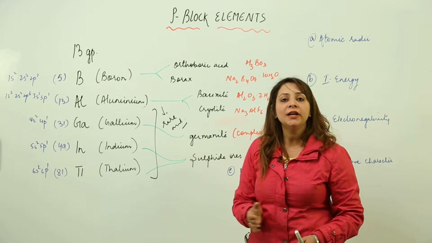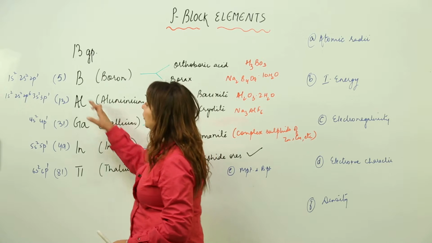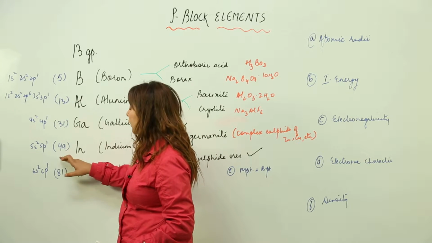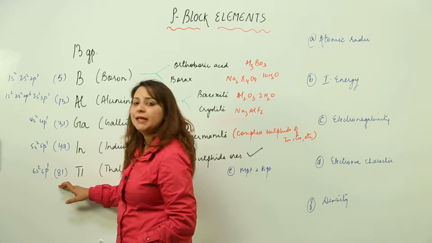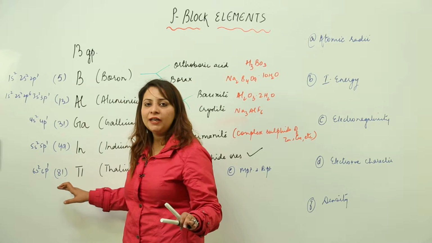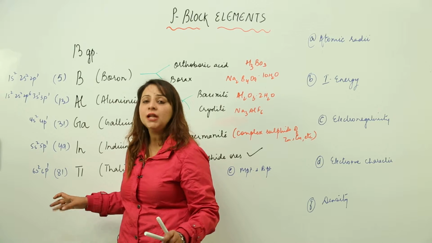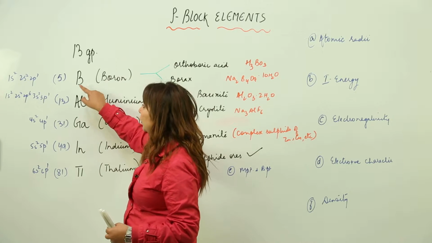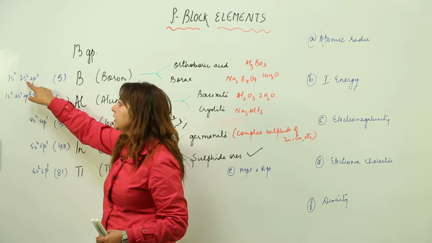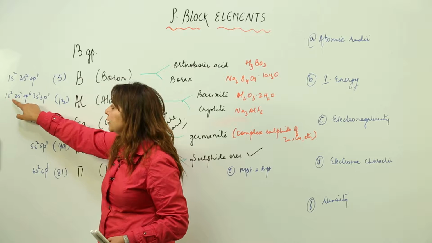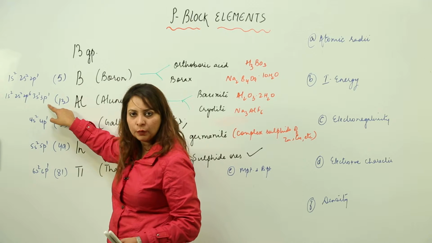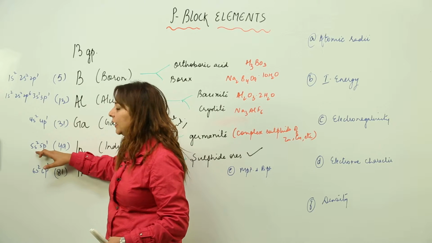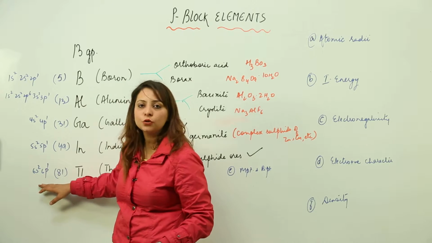Next, if we talk about their atomic numbers, boron is 5, aluminium is 13, gallium is 31, indium is 49 and thallium is 81. You know very well how to write an electronic configuration. If you fill the shells in order, the configuration for boron is 1s2, 2s2, 2p1. For aluminium it is 1s2, 2s2, 2p6, 3s2, 3p1. Then progressively filling the other shells, 4s2, 4p1, 5s2, 5p1 and then 6s2, 6p1.